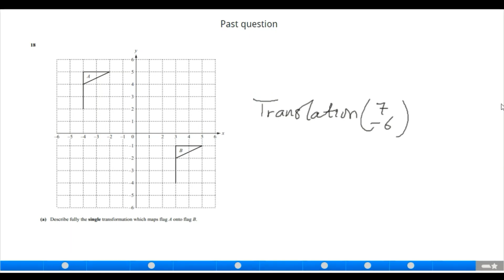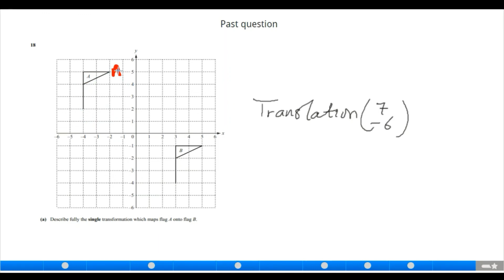Okay, now let's look at this structure. We want to study it. They have already plotted the two. They have translated A to B. But what do we need to do? We need to calculate. They said that we should describe the single transformation that maps flag A onto flag B. So let's study this.